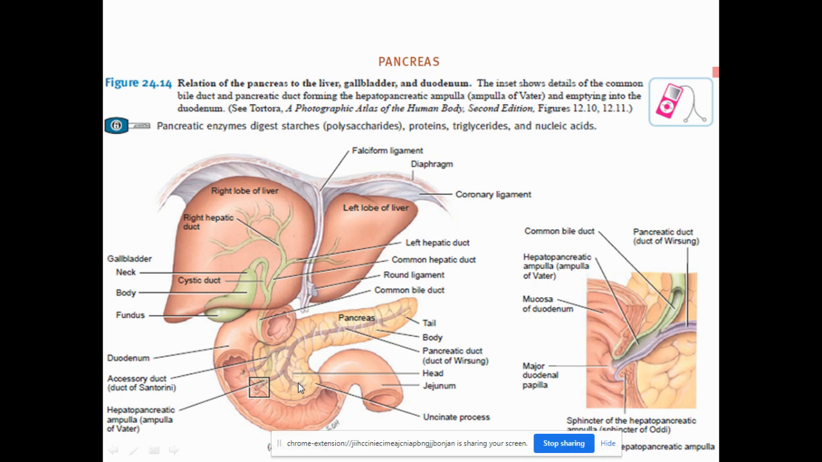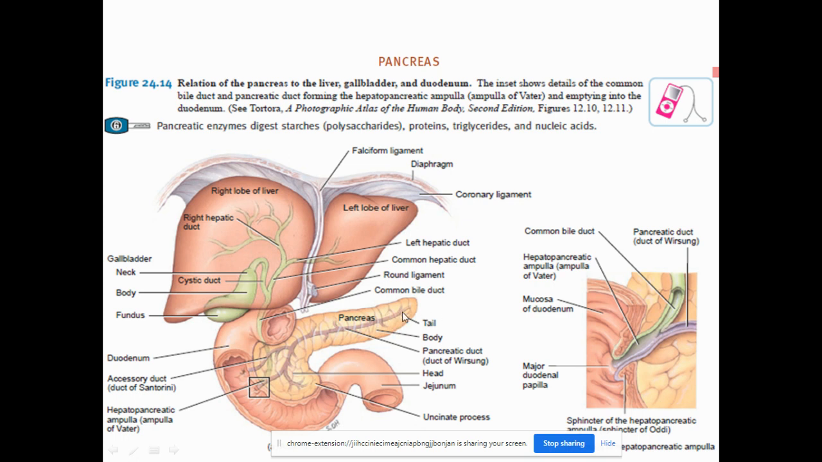One is the head, and the other one is the body and the tail. Okay, so the secretions of the pancreas are of two types. What are they? They are exocrine secretion and endocrine secretion. That means it has two kinds of cells.